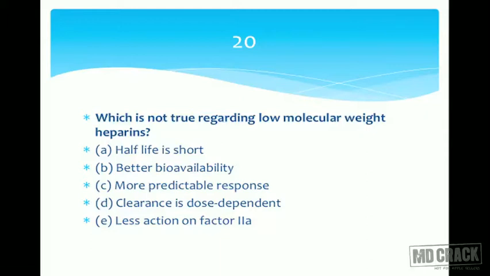The next one, I'm coming from down towards up. B, better bioavailability. Yes, there is better bioavailability. And you may wonder why better bioavailability? Because the half-life of these drugs is long. They remain inside the body for a long time, so you don't have to give too many doses, and you don't have to monitor too much. And we have come up to the first option now.